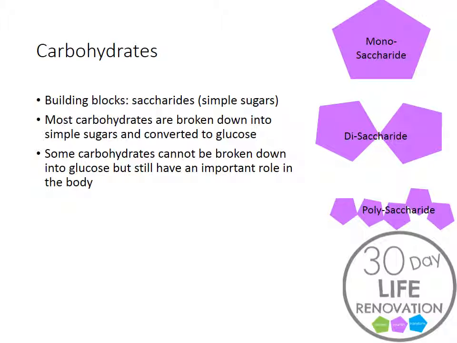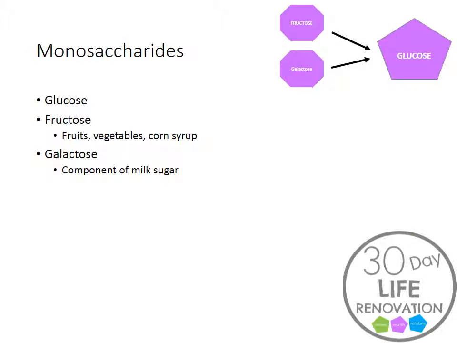So on the right here, I have a little figure that shows a monosaccharide, so that's just one saccharide, and that would be something like glucose, and a disaccharide, which is just two monosaccharides bound together, and then a polysaccharide is multiple saccharides in one chain. So we'll talk about each of those individually.